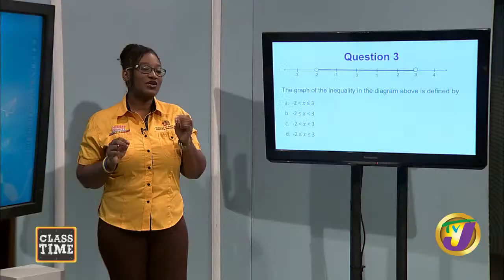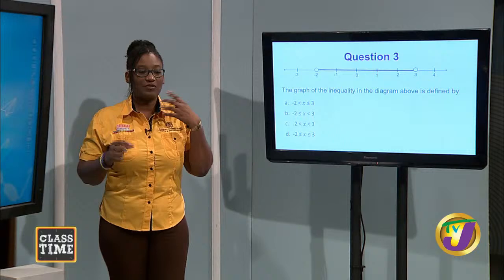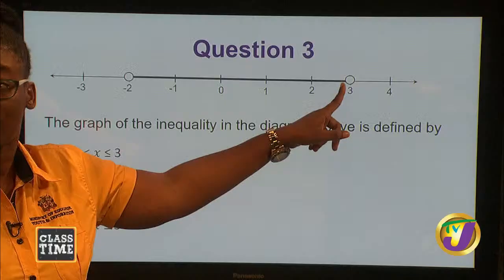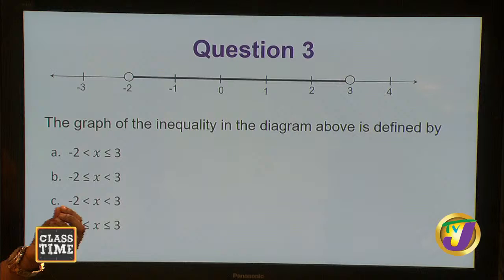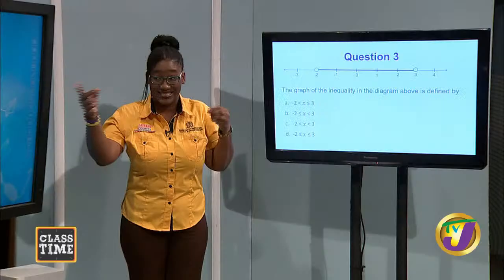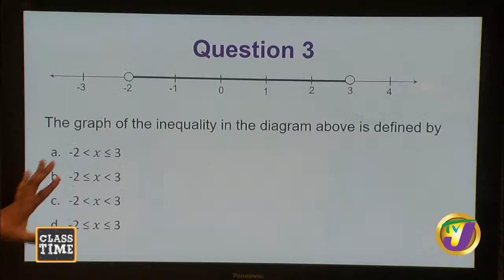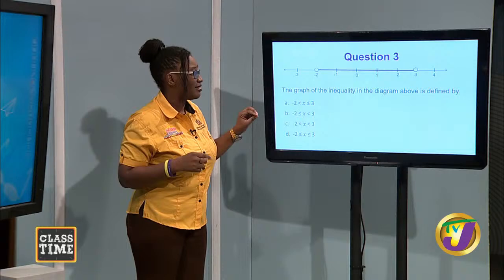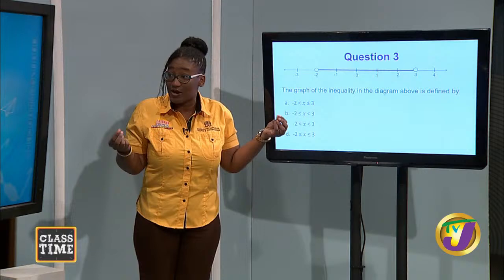I'm looking at this number line, and I'm noticing that this circle right here and this circle right here look identical. So even though I'm not quite sure what they mean as yet, I can use the fact that they are identical to eliminate some options. I'm expecting that the symbols will either both have an or equal to component, or both wouldn't have it.